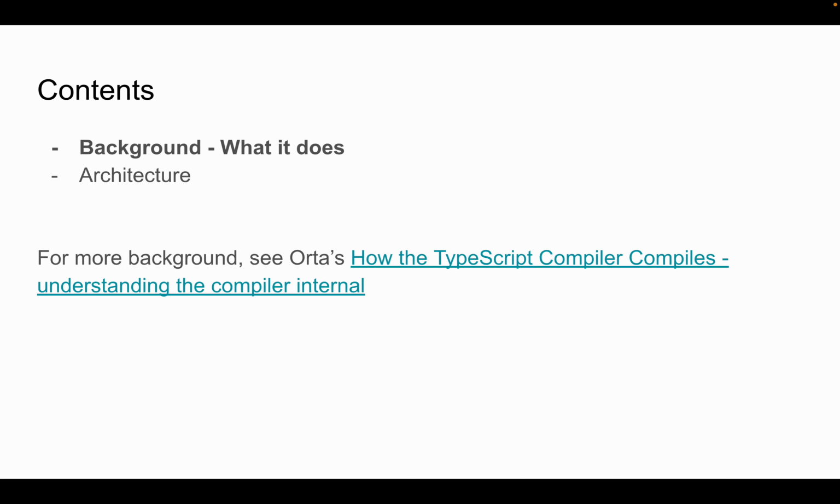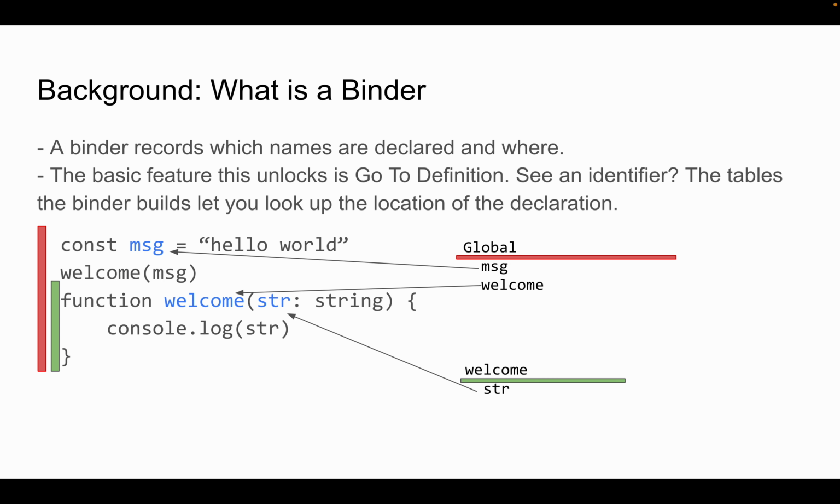I'm going to start with background on what a binder does and how it does it. And then the architecture will delve into some of the details of how it does its thing. So background, what is a binder? A binder records which names are declared and where. And the basic feature this unlocks is go to definition.